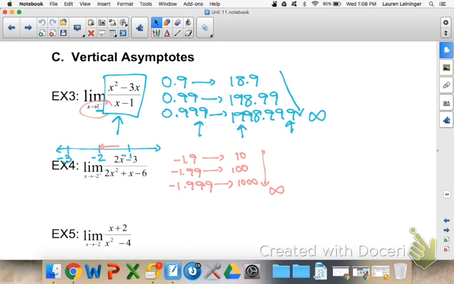Now, if you do something like example 5, this is just an old review. Notice that they don't have from the right or the left there. I can't plug -2 directly into that, so I could check the right and the left if I wanted to plug in decimals. But we all know already that the easier way to do that is to simply factor your equation and see what cancels out. The bottom factors into x plus 2, x minus 2.